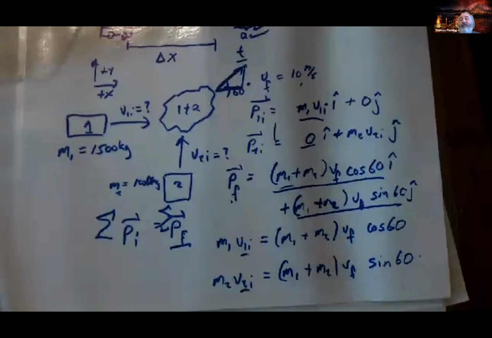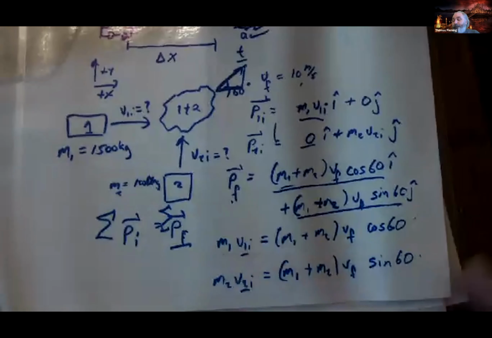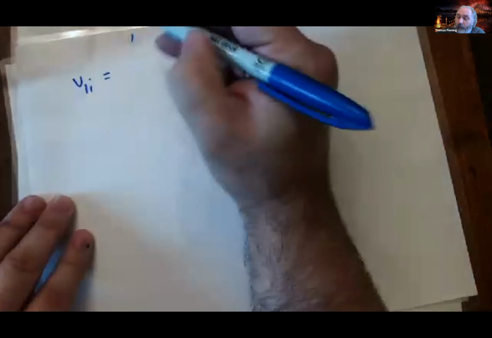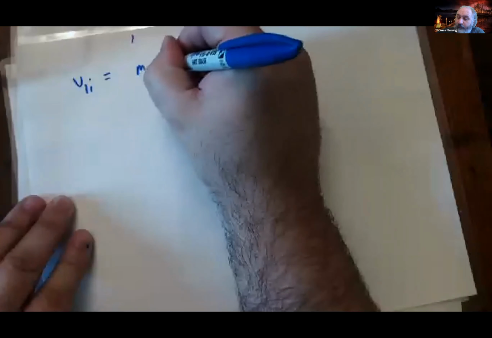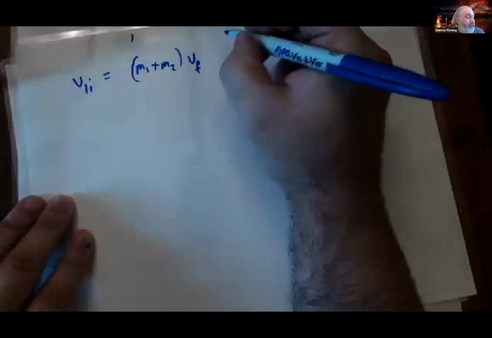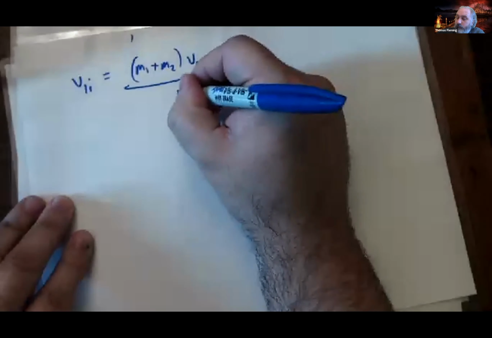Now, the good news for us is that this is really easy because for this particular problem, this first equation only has one unknown in it. All I've got to do is get V1 initial by itself, and doing that is super easy. I just divide by M1. So for that one, the starting velocity for the first car is going to equal M1 plus M2 times V final times the cosine of 60 divided by M1.